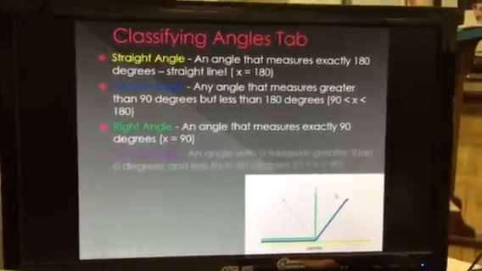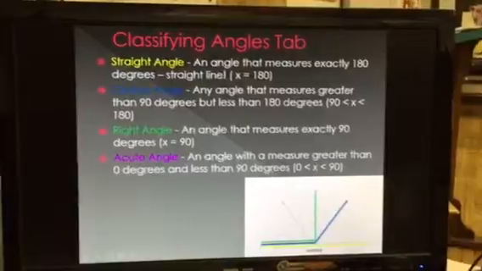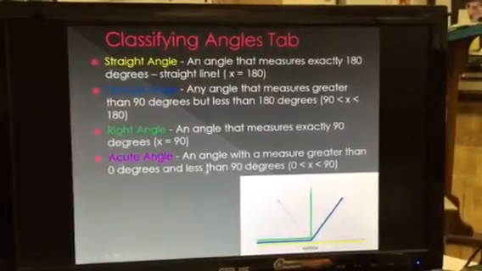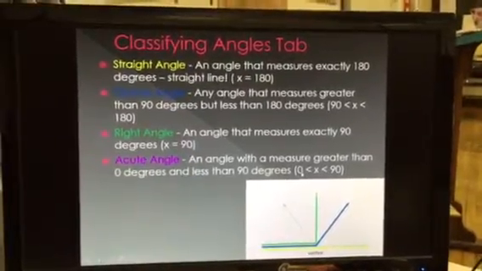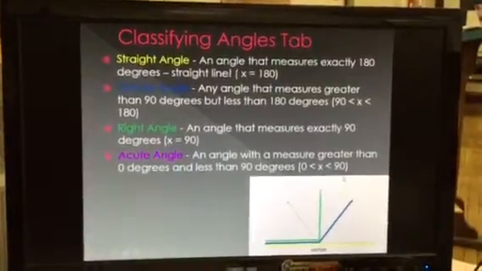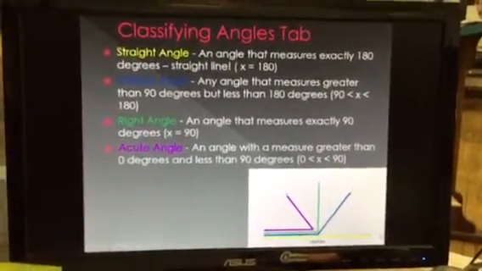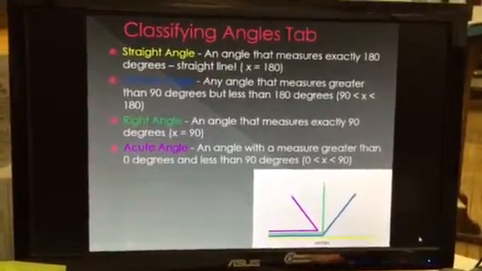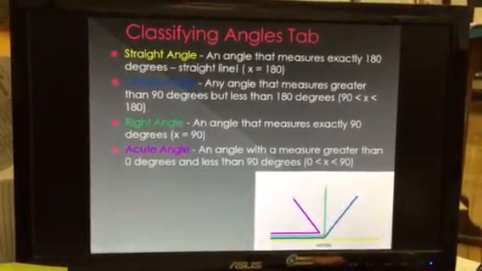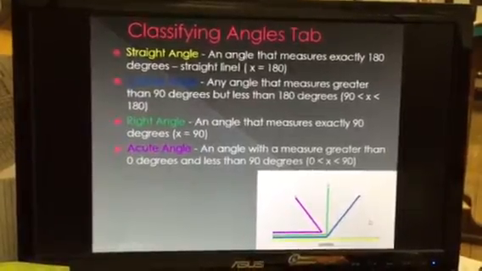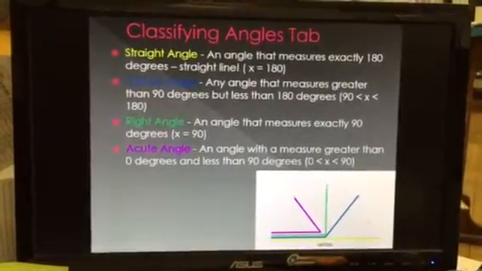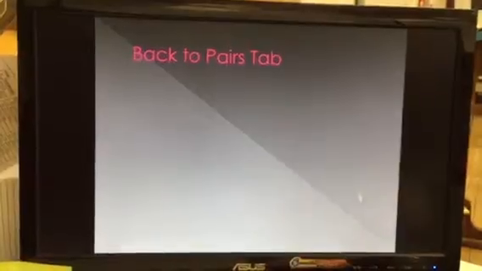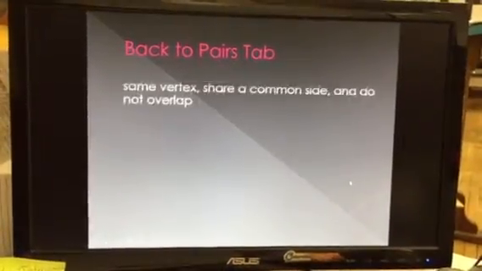And last but not least, an acute angle, an angle with a measure greater than 0 degrees and less than 90 degrees. So 0 is less than x is less than 90. And you can see my purple angle there labeled to match the different colors. So I would mark your angles so you have a little diagram so you can see what they look like visually, and get that filled in. Pause as needed.